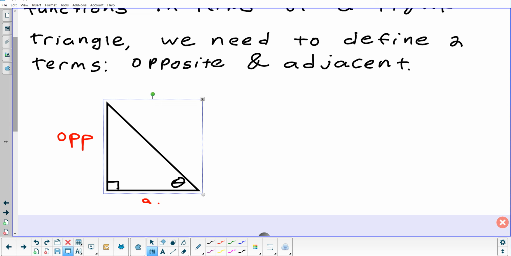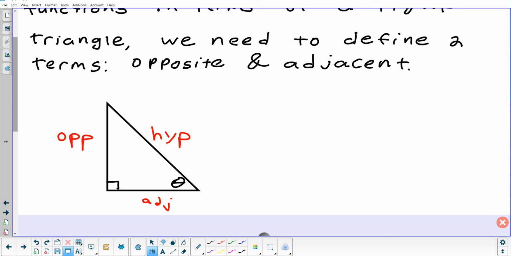Adjacent is the side that's right next to you. It's one of the sides that you could reach out and put your hand on if you were right in that corner. Now, you might say, well, there's two sides you can reach. Yes, but one of them already has a name, and that's hypotenuse. So adjacent is the side that's right next to you in a triangle that's not the hypotenuse. Right? And that's what adjacent means.